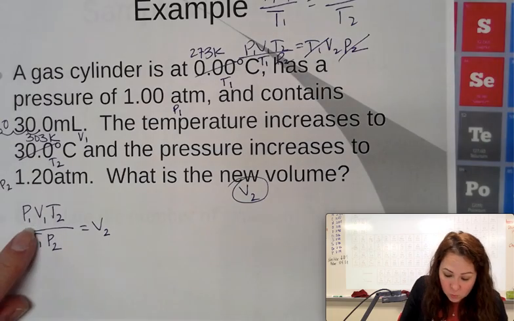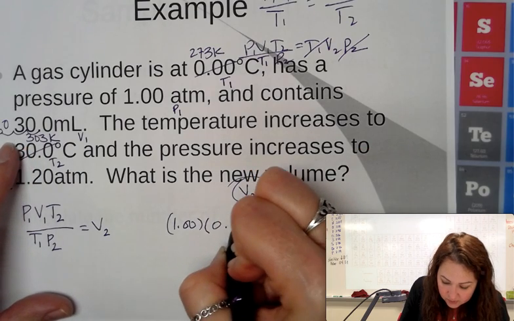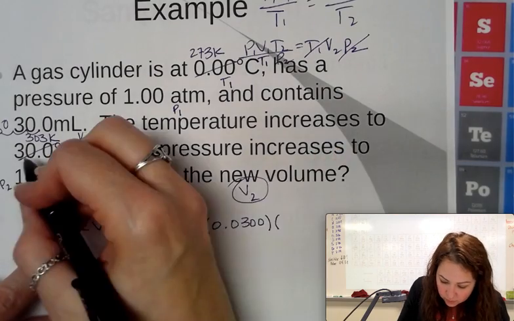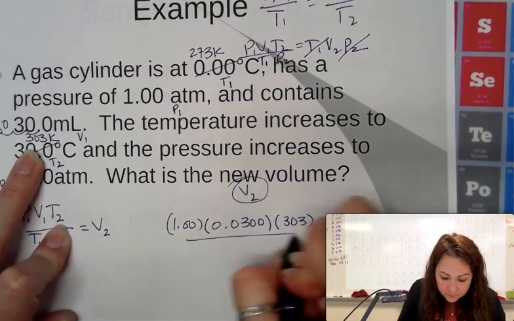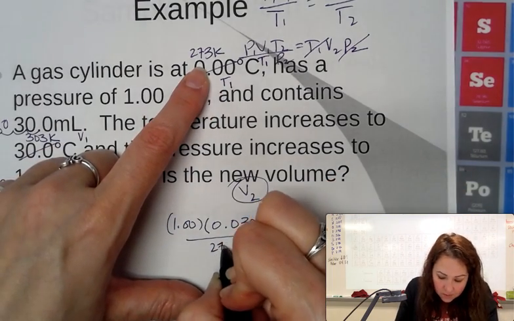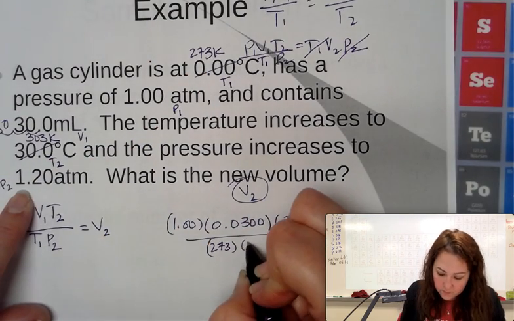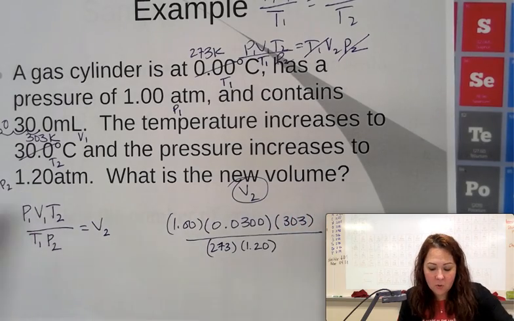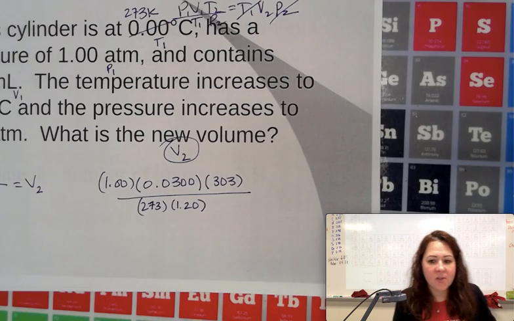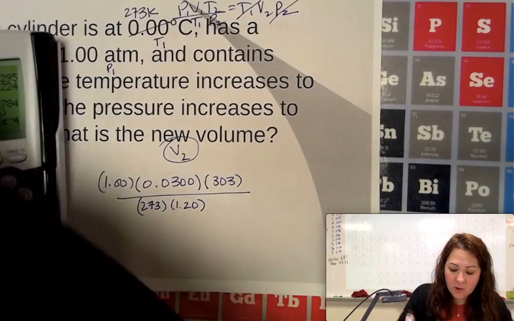So P1 is 1 atm times V1, 0.0300 to keep those sig figs, times T2, which is 303, over T1, which is 273, and then P2 is 1.20. So once you have all the correct variables, this is another way of writing it. I try not to write it with the parentheses because people then try to use that method when you're using your calculator.